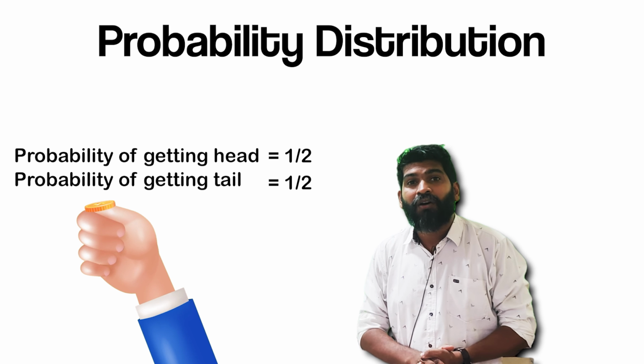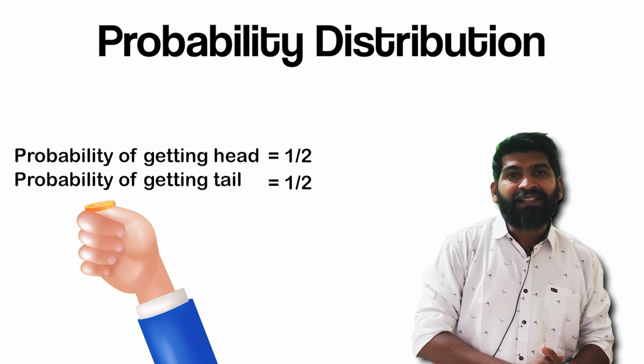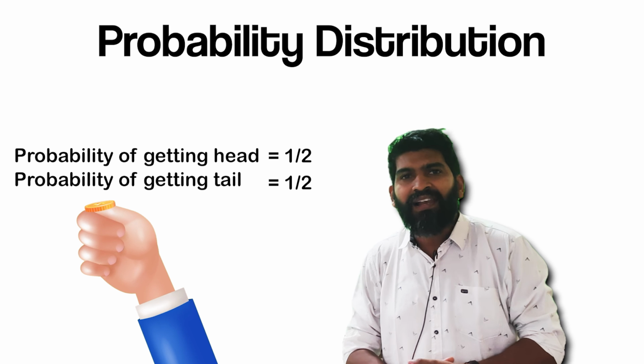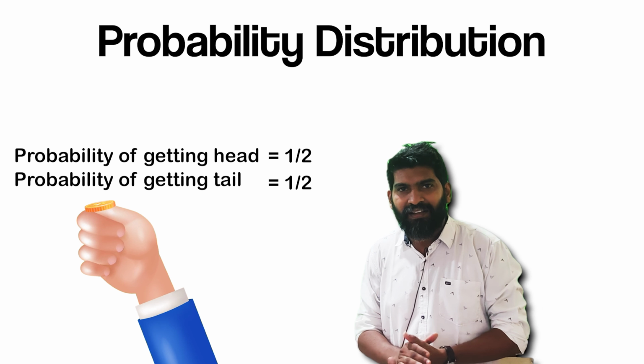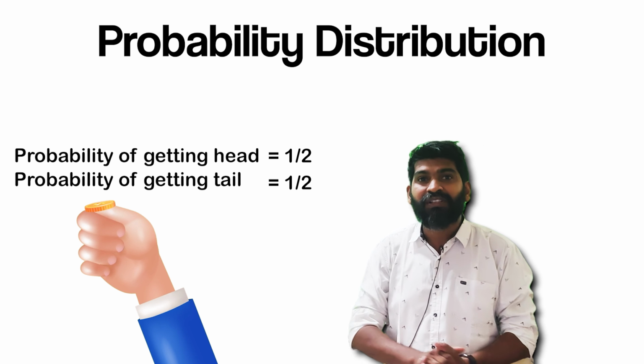Now, probability distribution means how many different values a head or a tail can take. Finding the probability of those values is called as probability distribution.